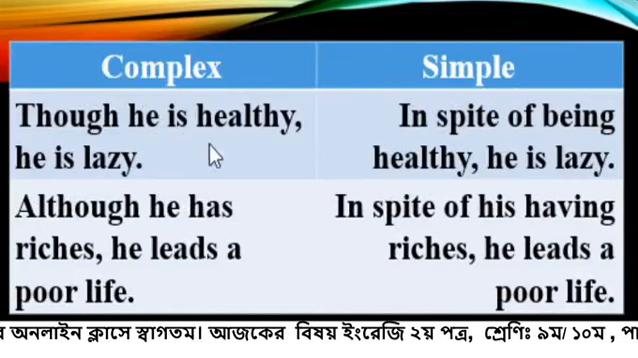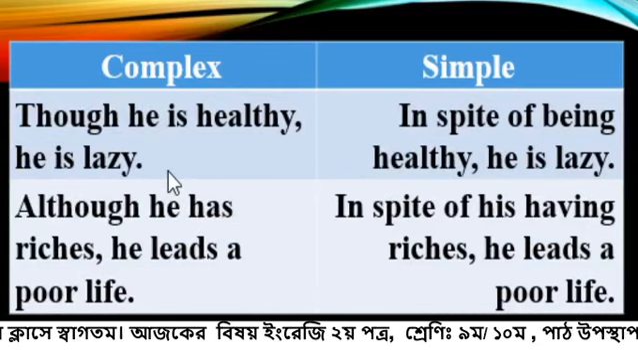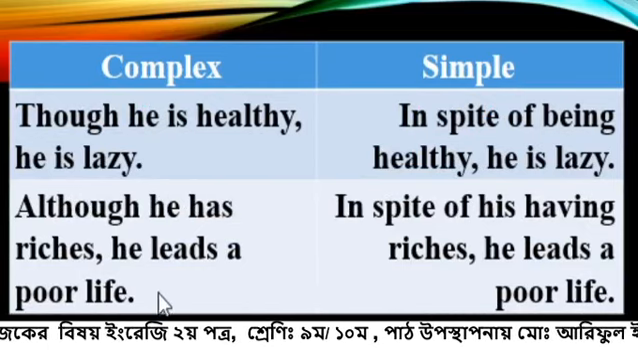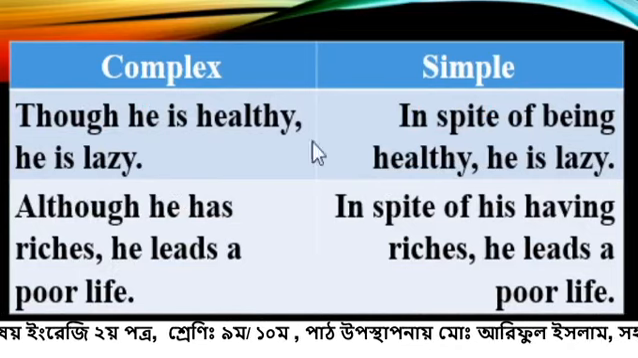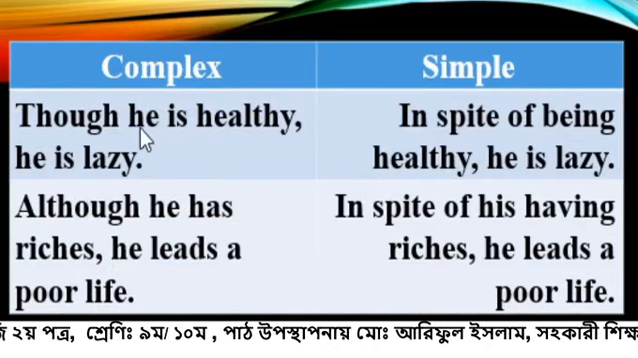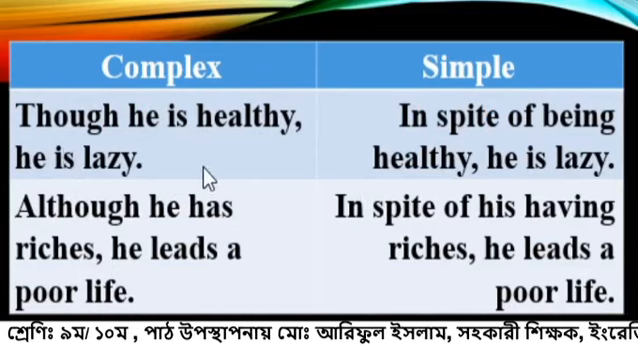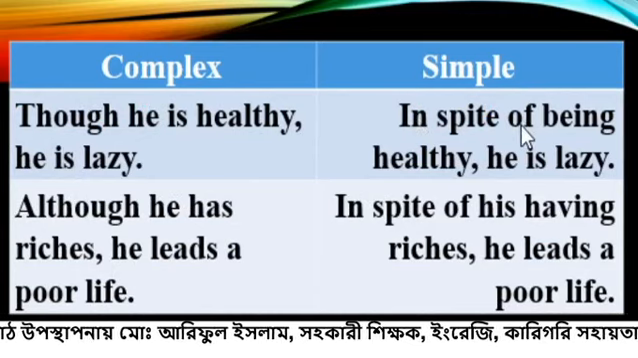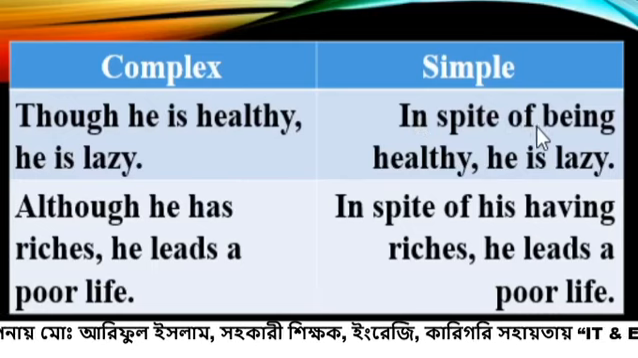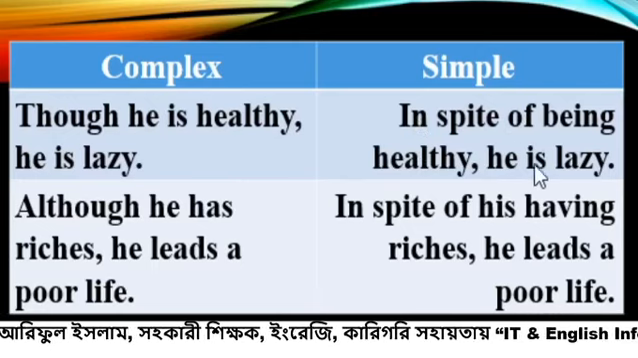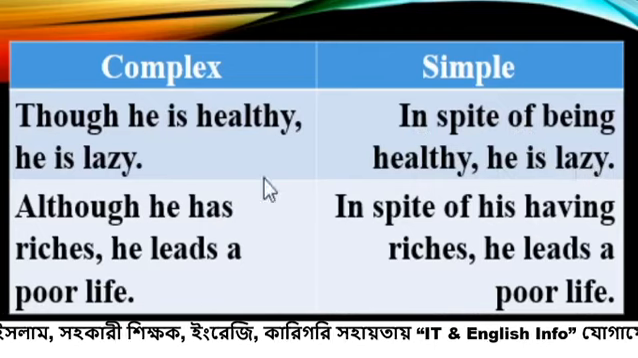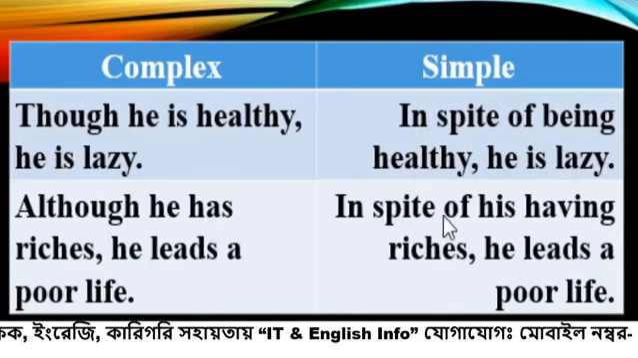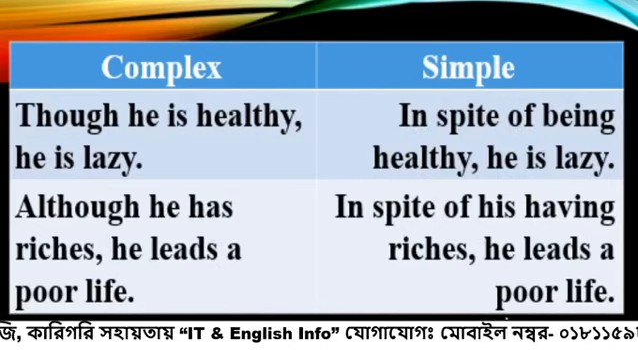Though he is healthy, he is lazy. Another example: although he has riches, he leads a poor life. Here, what is the simple sentence of this complex sentence? In number 1, though he is healthy, he is lazy. In the simple sentence: in spite of being healthy, he is lazy. Though he has riches, he leads a poor life. In spite of his having riches, he leads a poor life.